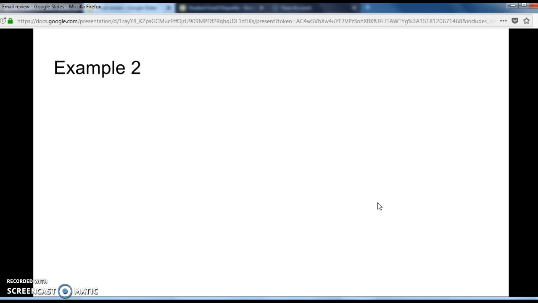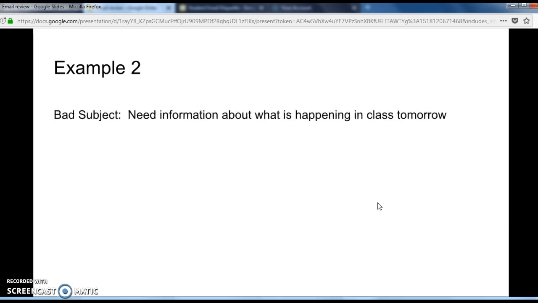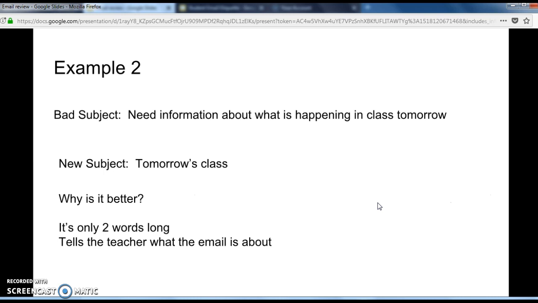So let's try another one together. Here's the bad subject. Need information about what is happening in class tomorrow. What would make this better? I want you to think about it. So the new subject might be something like tomorrow's class. So why is this one better? Well, it's only 2 words long, and it tells the teacher what the email is about.